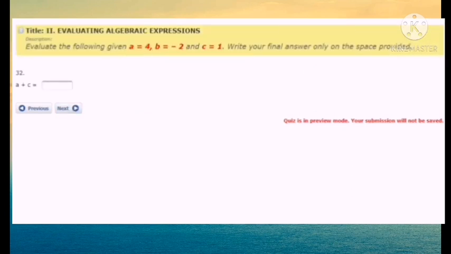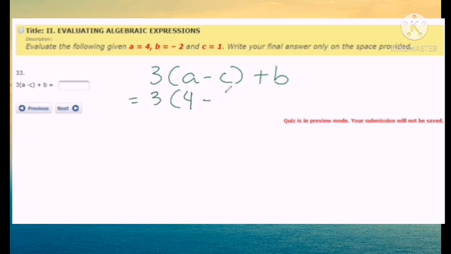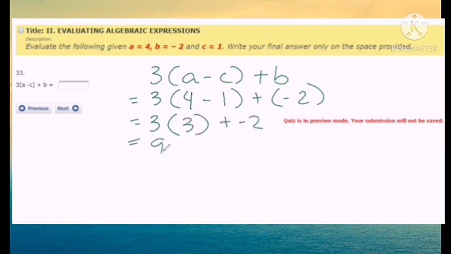Next, number 32. Still the same given. So we are asked for A plus C. So simply, this is equal to 4 plus 1, which is equal to 5. Next, we have number 33. We have 3 times A minus C plus B. So that will become 3 times A is 4 minus C, which is 1, plus B, which is -2. So this is equal to 3 times 4 minus 1 is 3 plus -2. So we have 9 plus -2. The answer is 7.